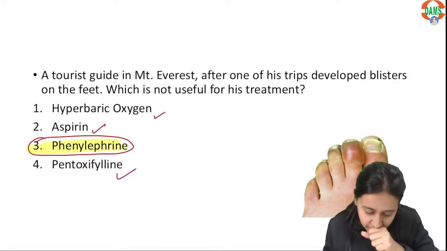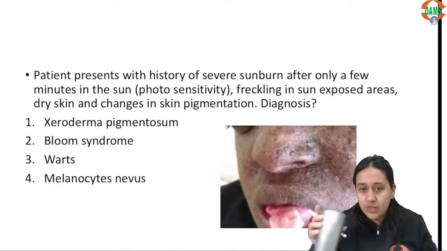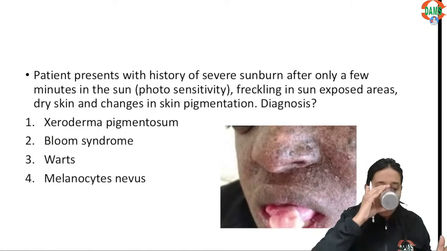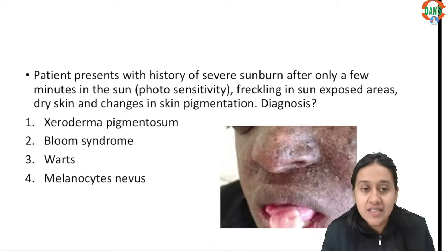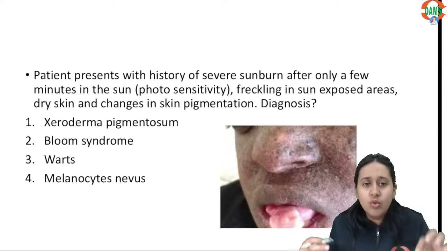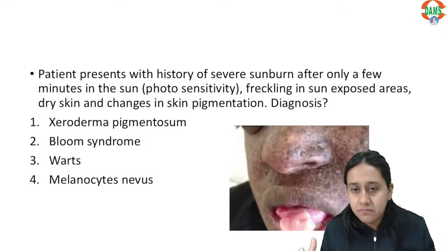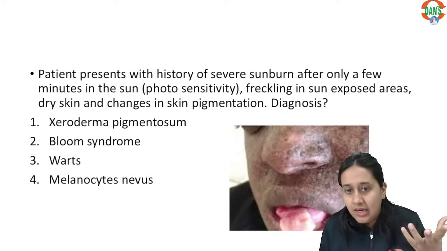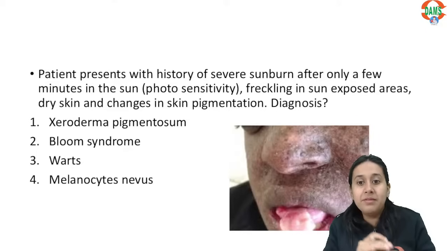Now I think only one question is left, and this everybody knows. What is the answer here? Patient presented with history of severe sunburn after only a few minutes in sun. So usually when you are exposed to sun, like for half an hour, for 1 hour, nothing happens to you, right? Because you have a normal skin, you have a normal melanin.